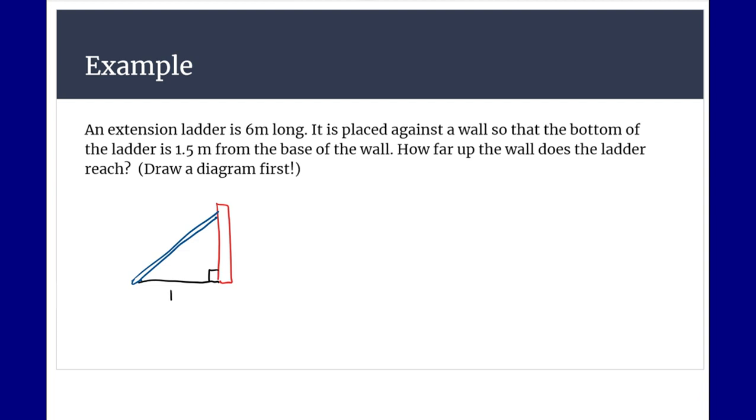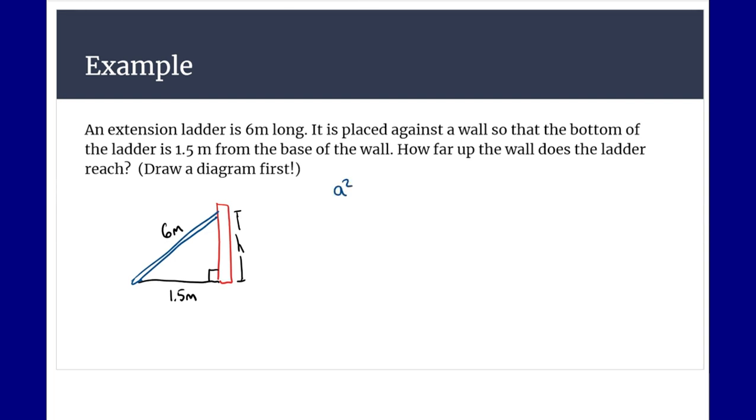We know that it is 1.5 meters from the base and it's 6 meters long, the ladder. And we're asked to find the height, or how far up the wall our ladder is. So now I have enough information, right? I can see the right angle triangle. I have the hypotenuse, or the ladder, the diagonal, and I'm missing one of the legs.